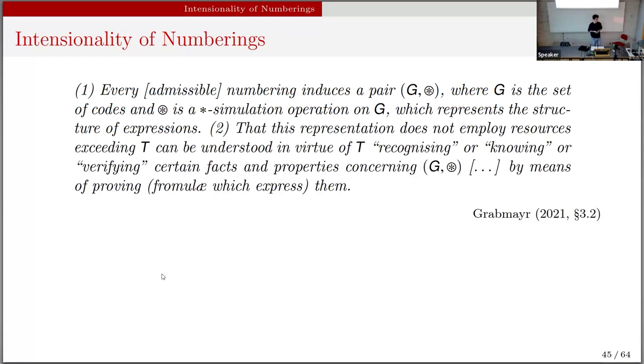And he goes on that this representation does not employ resources exceeding T, the theory, can be understood in virtue of T recognizing or knowing or verifying certain facts and properties concerning this induced pair by means of proving formulas which express them. Why it is particularly interesting here is that in order to justify the semantic role of the numberings he's working with, he says that those numberings satisfy the semantic role because they induce a certain pair, which represents the structure of the expressions. And it goes even a bit further: the numbering is actually an isomorphism between this pair and the structure of the expressions.